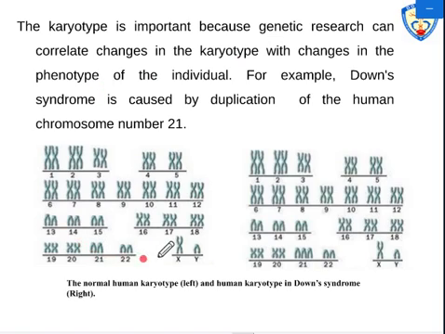Now in this image, the left side shows a normal human karyotype. On the right side, what we see here is that chromosome number 21 is present in 3 copies. So this condition is known as trisomy 21, also known as Down syndrome. So a karyotype helps us correlate changes in the karyotype with changes in the phenotype of the individual.